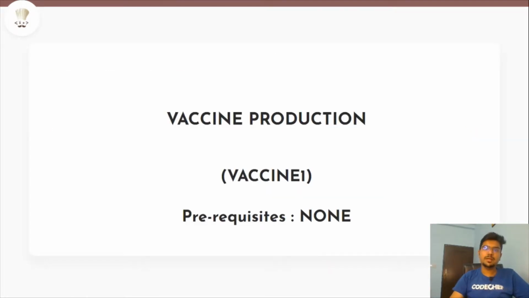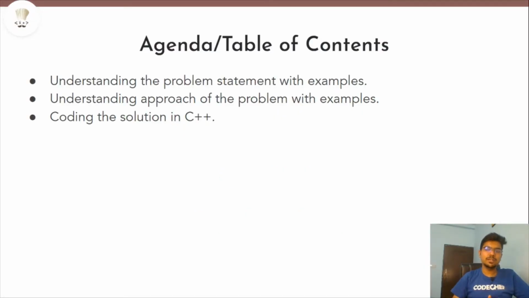So the problem that we are going to take today is vaccine production with the code VACCINE1 and the prerequisite of the problem is none. So what will be the agenda today? First of all, we'll understand the problem statement with the help of an example. Then we'll move towards the approach of the problem with the help of an example. And then finally, we'll code the solution in C++.